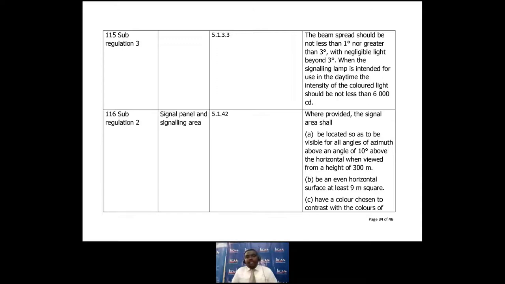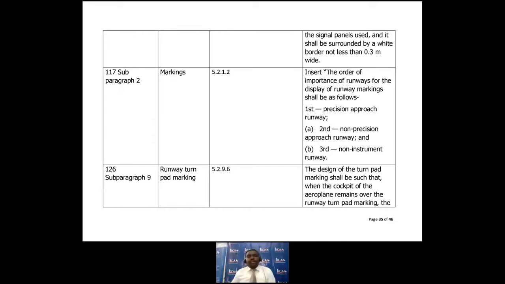We are provided the signal area shall: A, be located so as to be visible from all angles of azimuth above an angle of 10 degrees above the horizontal when viewed from a height of 300 meters. And then B, be an even horizontal surface at least 9 meters square, and have a chosen color to contrast with the colors of the signal panels used, and it shall be surrounded by a white border not less than 0.3 meters wide. Now, these are standards in ICAO Annex 14, and we were transposing them into these regulations.